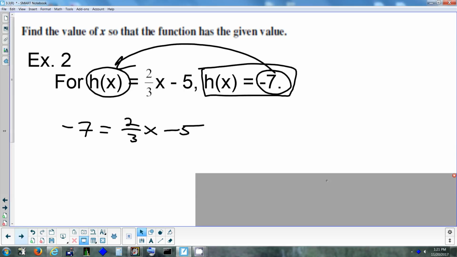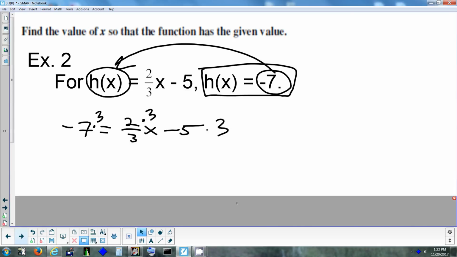What we're going to try to do is get rid of the fraction. What's the fraction in that problem? 2/3. What's the denominator? 3. So if we multiply everything by 3, we've kind of done this before, like when we solve inequalities and we have to divide or multiply everything by the same number. Let's look at what happens if we multiply everything by 3. What's -7 times 3? -21.